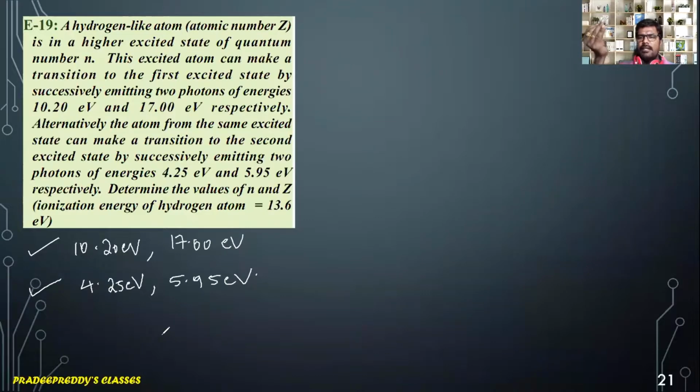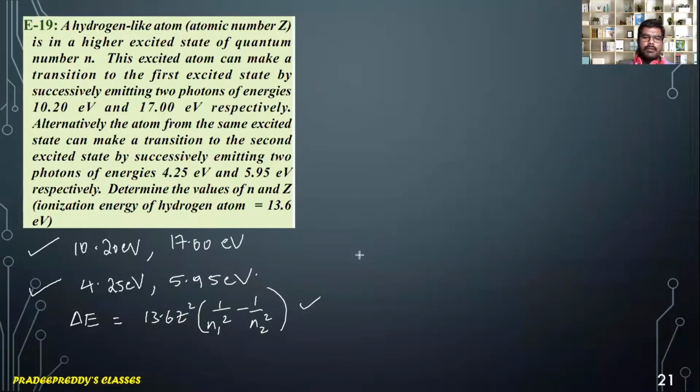So from the nth level, the electron is undergoing a transition by emitting this much amount of energy. As we know, delta E is equal to 13.6 Z square into 1 by n1 square minus 1 by n2 square. This is the equation which you can use in order to solve this problem. If from some particular nth state an electron is undergoing a transition, it is emitting two photons of energies 10.2 and 17.